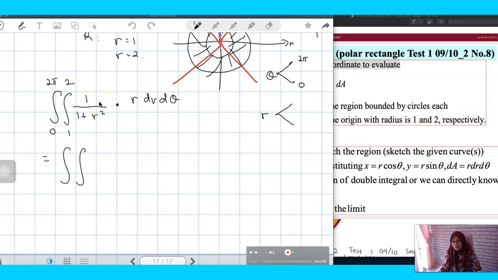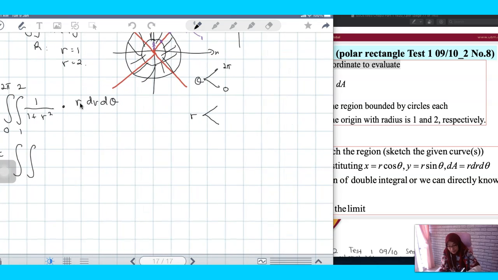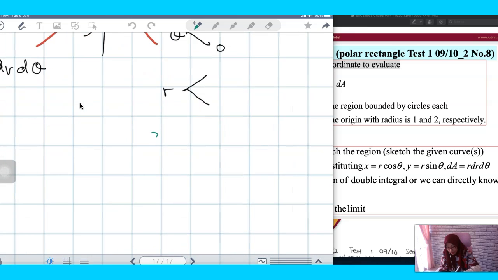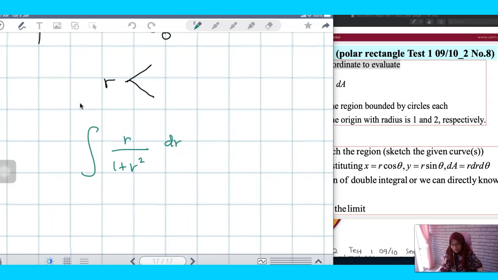So what is the technique of integration? The most suitable one here. You have the integral of r over 1 plus r squared dr. Of course you cannot use partial fractions, it doesn't work, and also not by parts. But the first one that we can try is substitution.